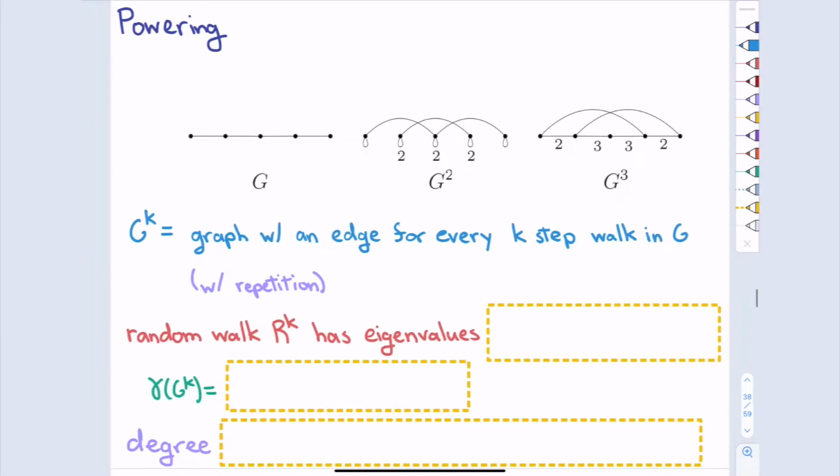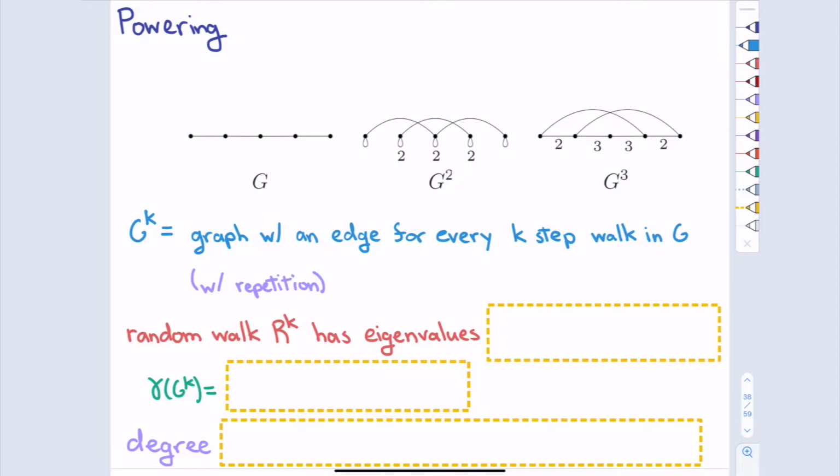All right. Powering. This one is simpler. So G squared is just going to be, I take G, and I imagine a graph where each edge corresponds to 2-step walks on G. G cubed corresponds to 3-step walks on G. For a path, I drew out some examples. So in G squared, you can walk 2 steps, or you can go there and back, which gives you a self loop. That's why G squared looks the way it looks, and then G cubed and so forth.